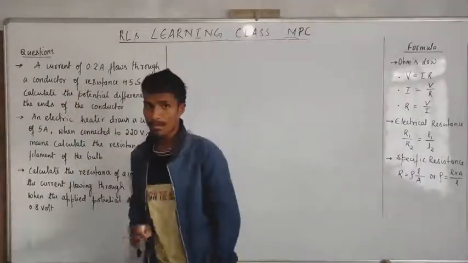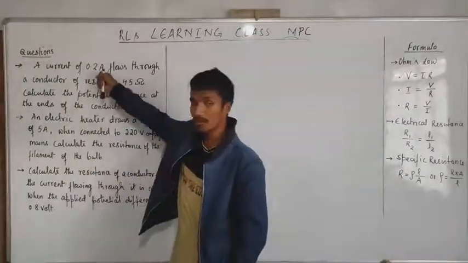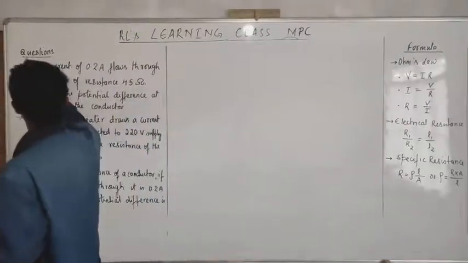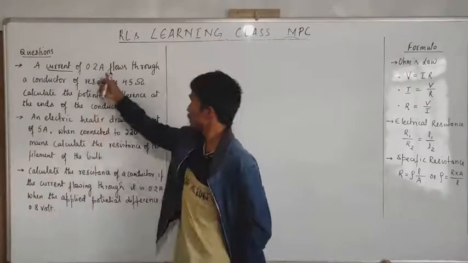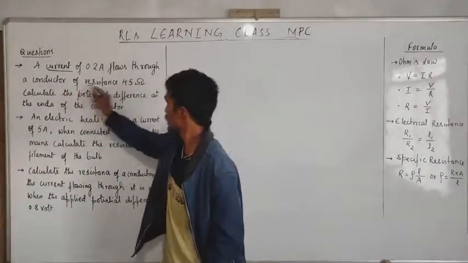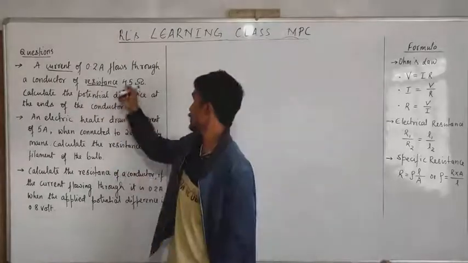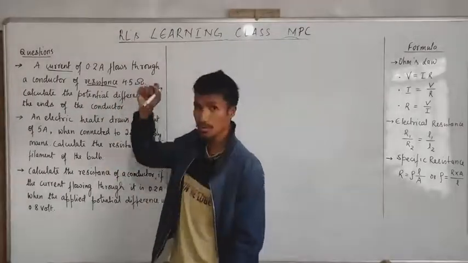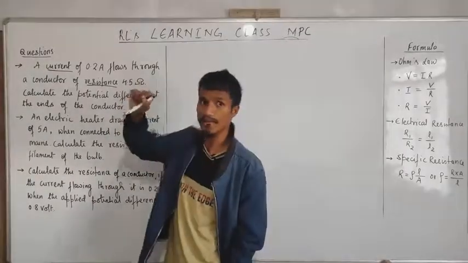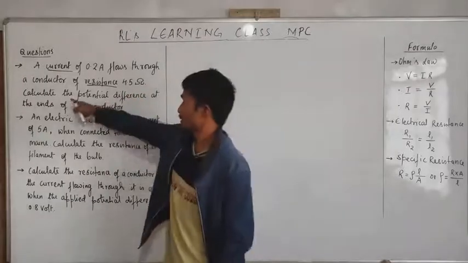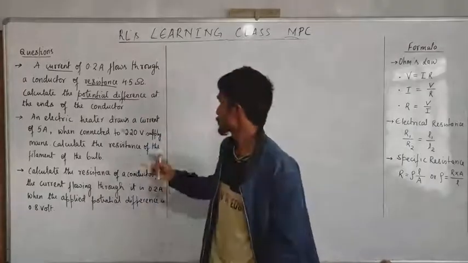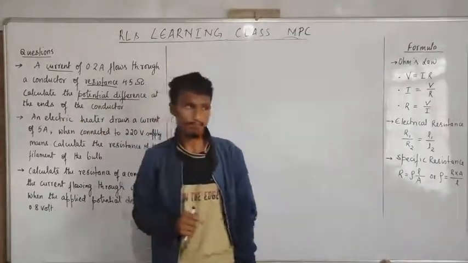A current of 0.2 ampere. This A stands for the unit of current, that is ampere. A current of 0.2 ampere flows through a conductor of resistance 4.5 ohm. This ohm symbol is the unit of electrical resistance. Then calculate the potential difference. We need to find the potential difference, or the electric potential, at the ends of the conductor.